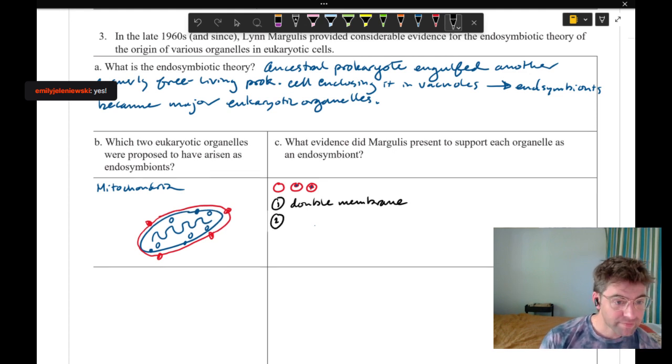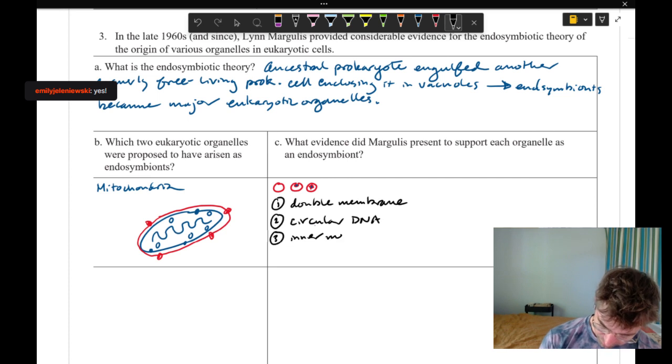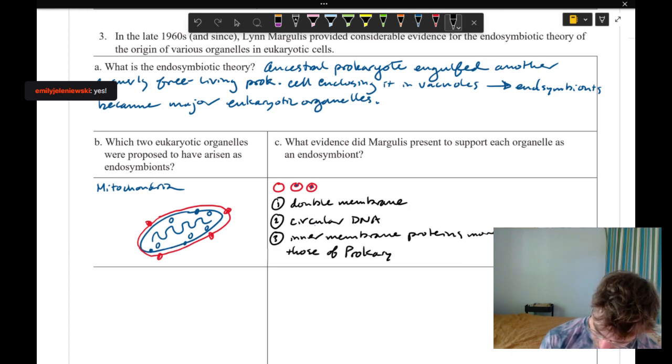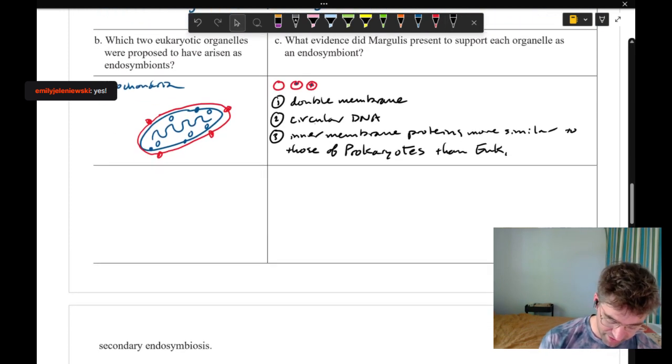Has a double membrane. Mitochondria have their own circular DNA, distinct from the rest of the organism. And inner membrane proteins are more similar to those of prokaryotes than to eukaryotes. And this is true for your mitochondria too. Your mitochondria have circular DNA, and you get all of your mitochondrial DNA from your mom.